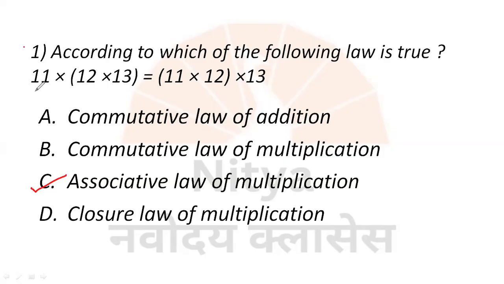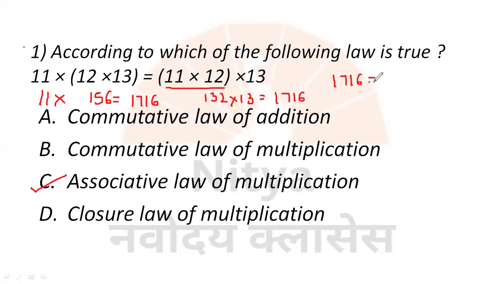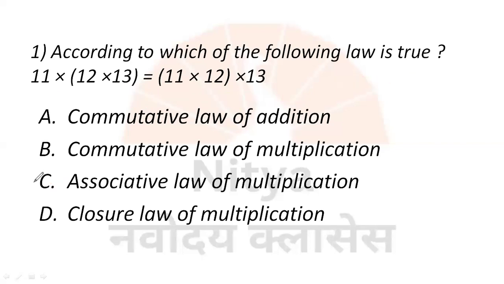Okay. So when we solve this, 12 into 13 is 156, so the answer will be 1716. And here also, 11 into 12 is 132, into 13, so that is also 1716. So 1716 equals 1716. So this is the associative law of multiplication. Okay. So the next question.